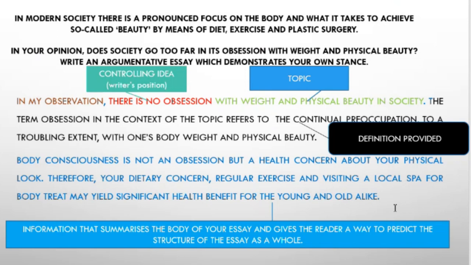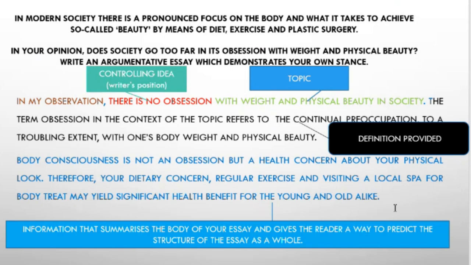Defining obsession for us makes it clearer as to what the student means by no obsession. He means there's no continual preoccupation by any person in our society to a troubling degree, where a person is really keenly looking at their body weight and also physical beauty to a troubling degree or extent. So he says there is no such thing here. People are not doing such things in our society, according to the student's writing here.